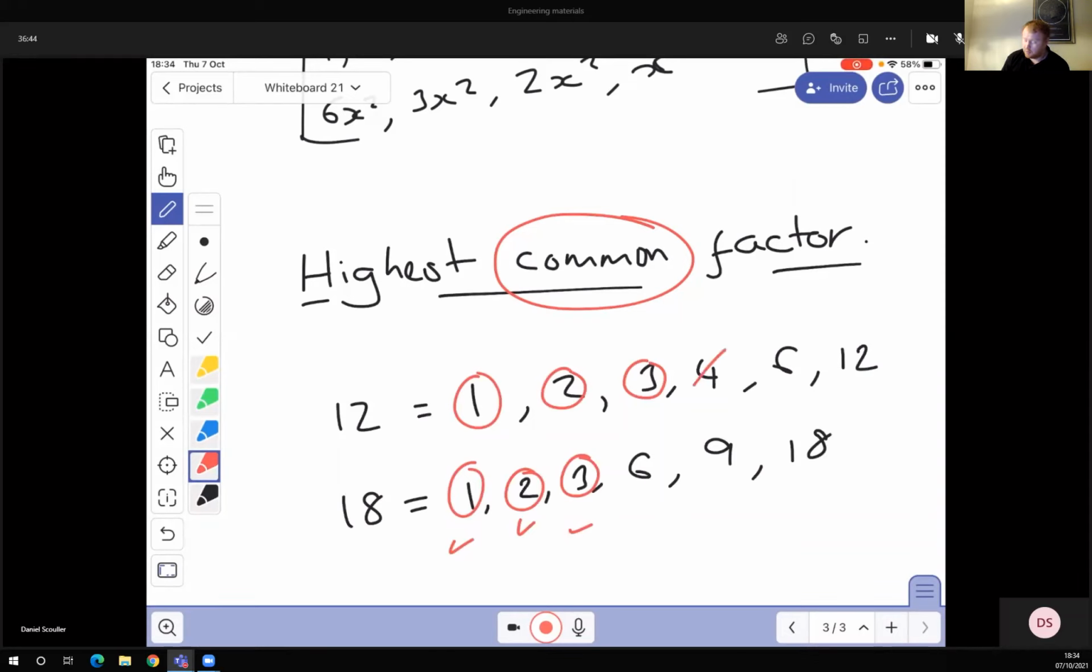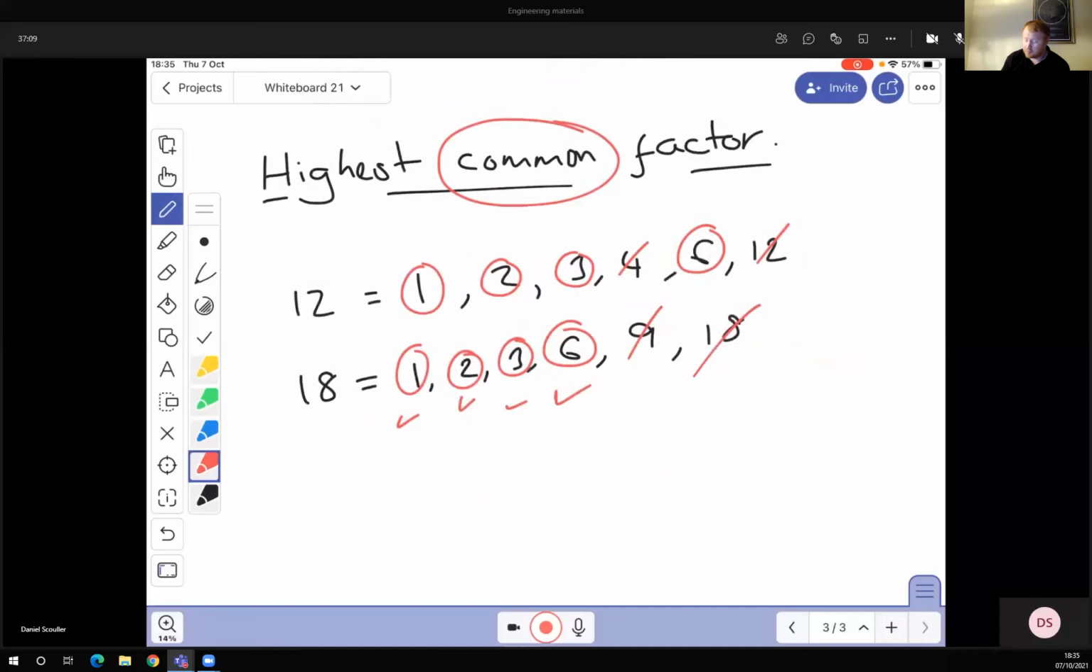4 they've not got in common. 5 isn't a factor for either of them. 6 they've got in common. 7, 8, nope, aren't factors. 9 isn't a factor for 12. 12 isn't a factor for 18, and 18 is obviously not a factor for 12. So the highest common factor, the highest factor they've got in common with each other, would be 6.